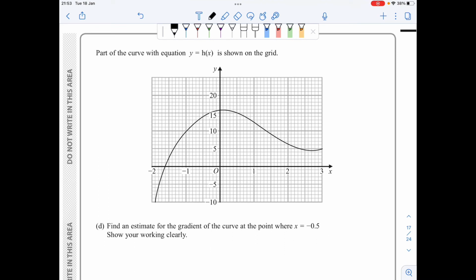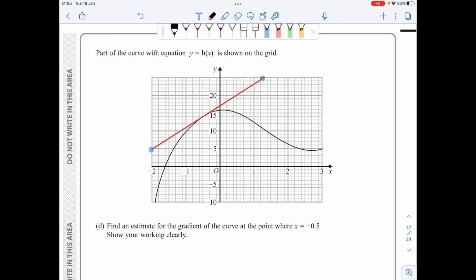In part D, I need to find an estimate for the gradient of the curve at the point where x equals minus 0.5. It's this point here. To do so, I'll need to draw the tangent at that point, take two points on the tangent, and calculate the gradient. So this is the tangent I have, and I'm going to take the two endpoints.